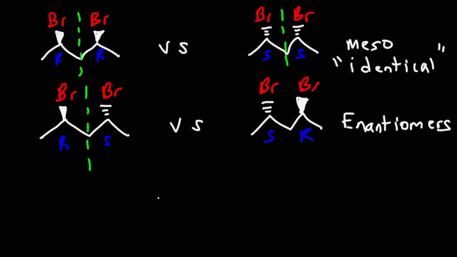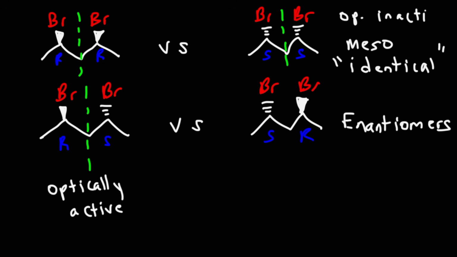Now remember, enantiomers are optically active. And the reason why they're optically active is that they don't have a plane of symmetry, which means they can rotate plane polarized light. Meso compounds are optically inactive because they have a plane of symmetry. Therefore, they won't have any optical properties. They're not going to rotate plane polarized light the way that enantiomers do.